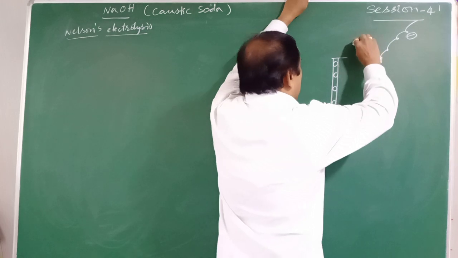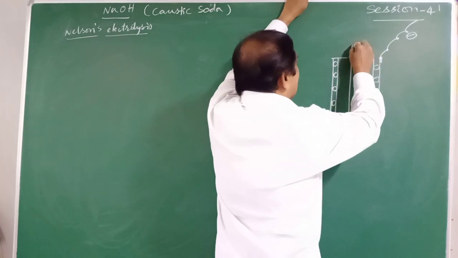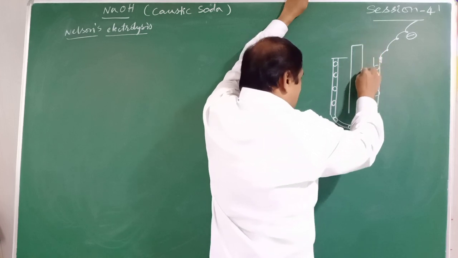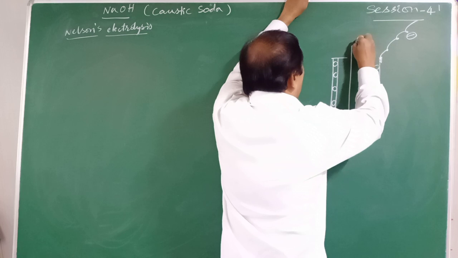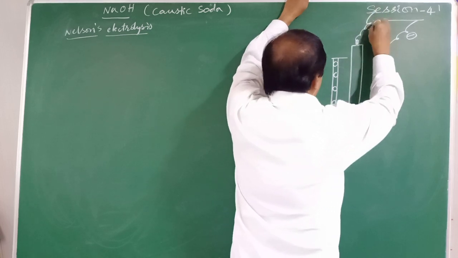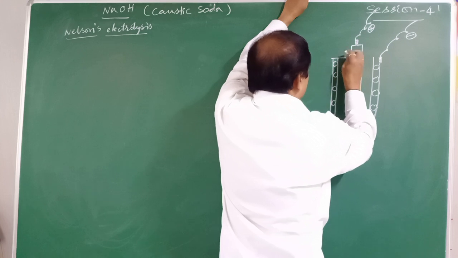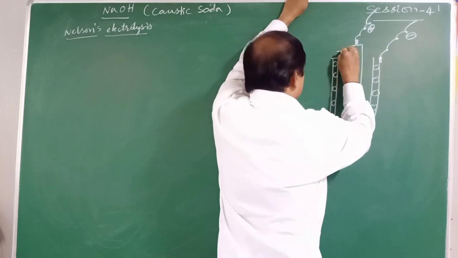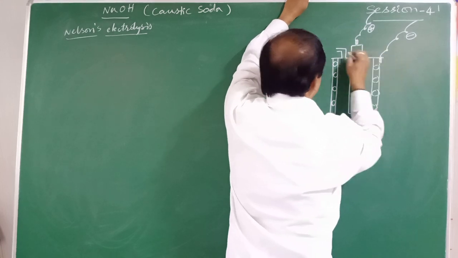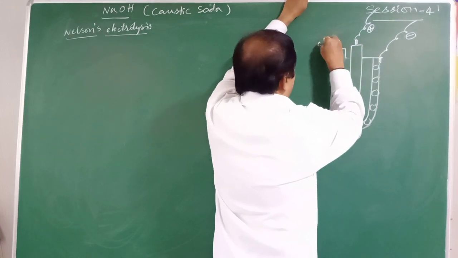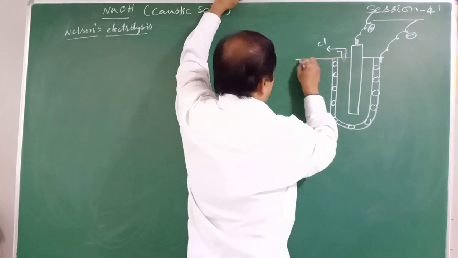And a graphite rod is suspended into the electrolyte as anode, graphite anode. The electrolyte we have to take, that is brine solution, is used as electrolyte.